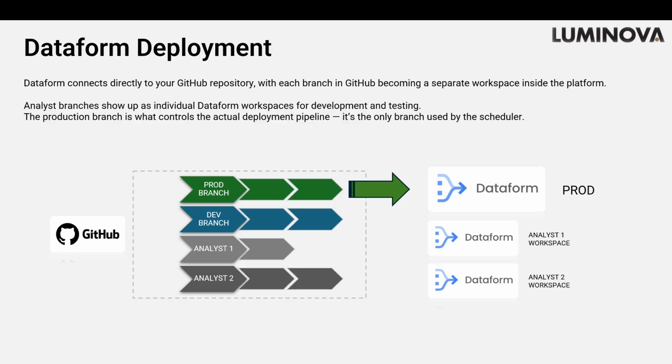The production branch, on the other hand, is different. It's not just another workspace, it's the one tied to the release scheduler. That means when you deploy on a schedule or run a full pipeline in production mode, Dataform will always execute what's in the production branch and nothing else. All the development logic lives downstream. Only what gets merged to production is treated as final. We'll walk through exactly how to connect GitHub and set this up in the next lecture.